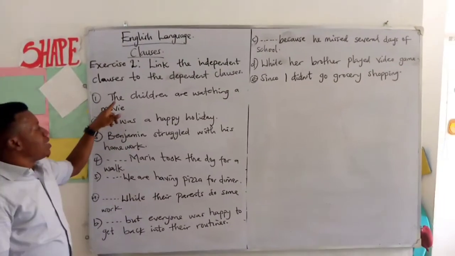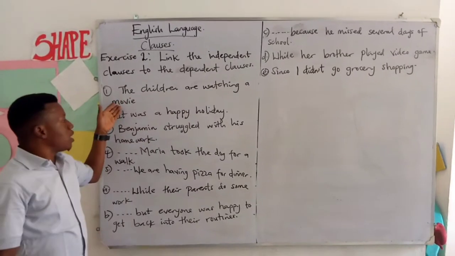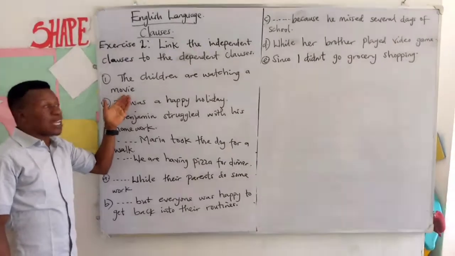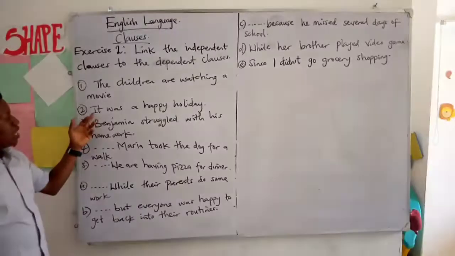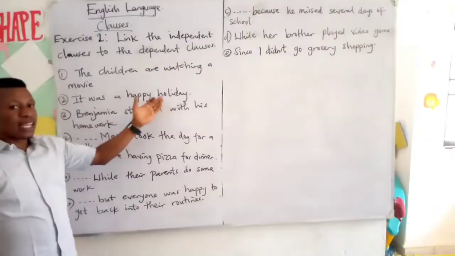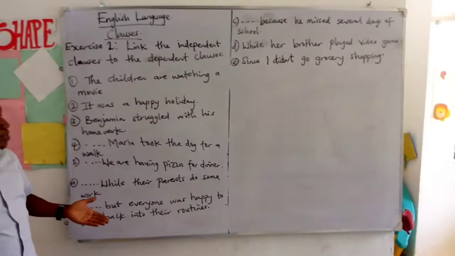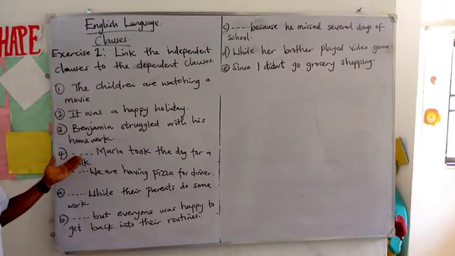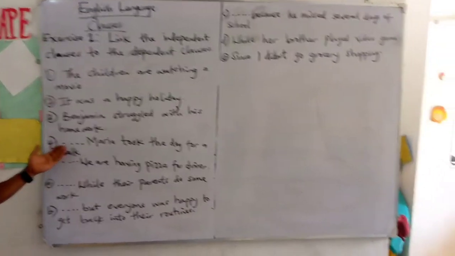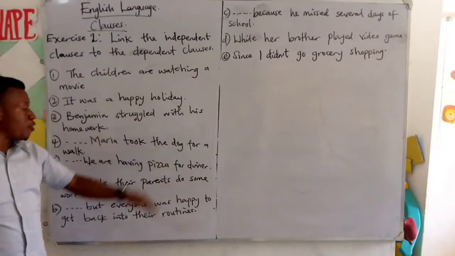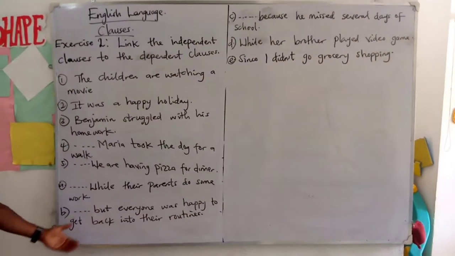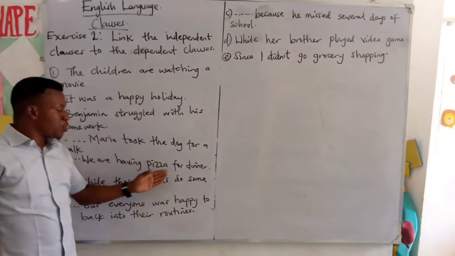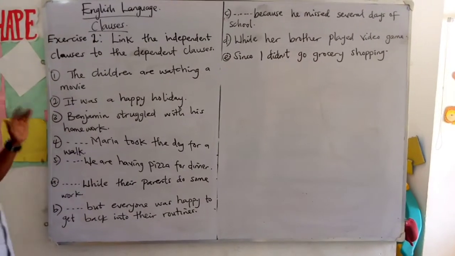Look at number 1. The children are watching a movie. Without linking this to any dependent clause, it can stand on its own. It was a happy holiday. It can also stand on its own. Benjamin struggled with his homework. It's also an independent clause. Maria took the dog for a walk. To some extent, it can stand on its own. We are having pizza for dinner. It can also stand on its own.